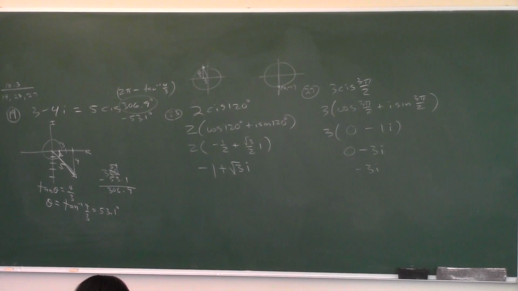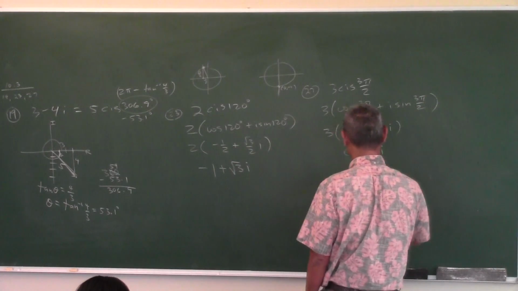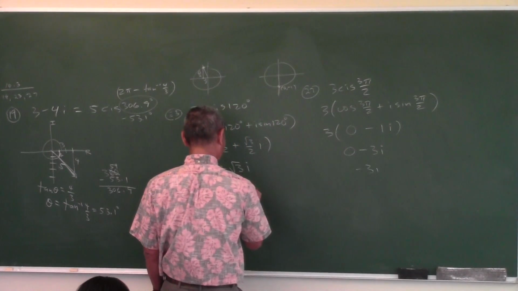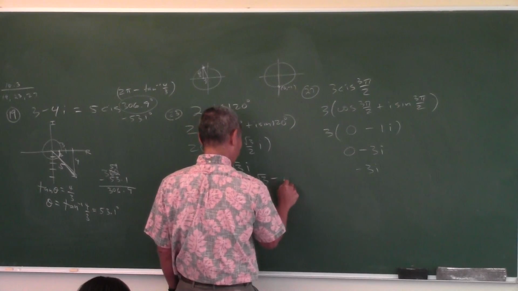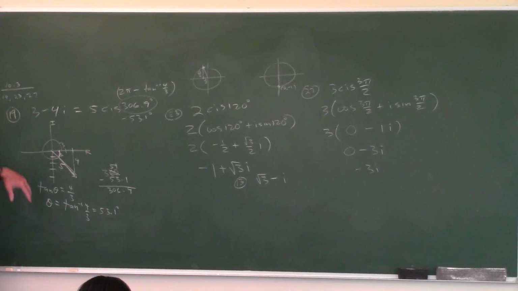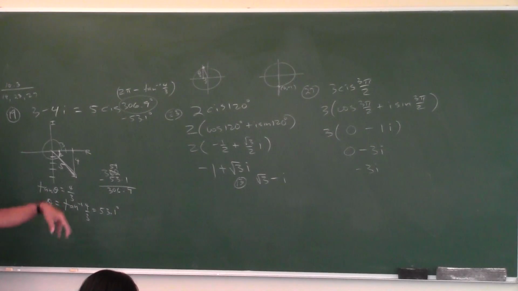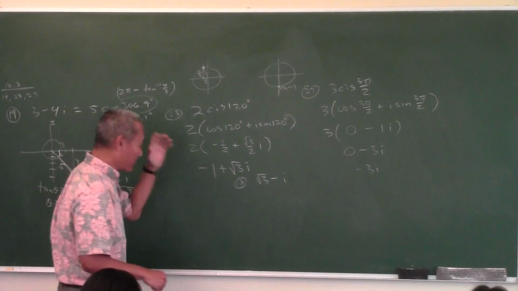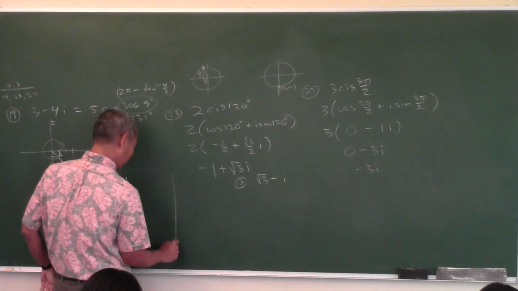Okay, 13, the kind I would give you. Okay, let's do 13 then. Root 3 minus i. I just said 13. Root 3 minus i. So, again, it's like this problem. If you want to go from standard form to polar form, don't use the formulas. Draw a picture like I taught you.